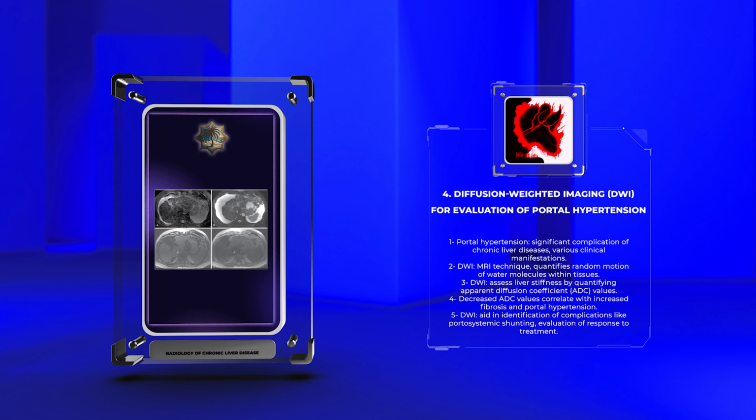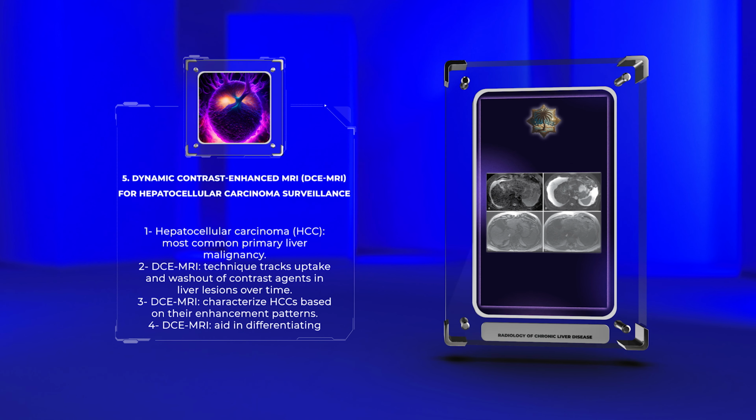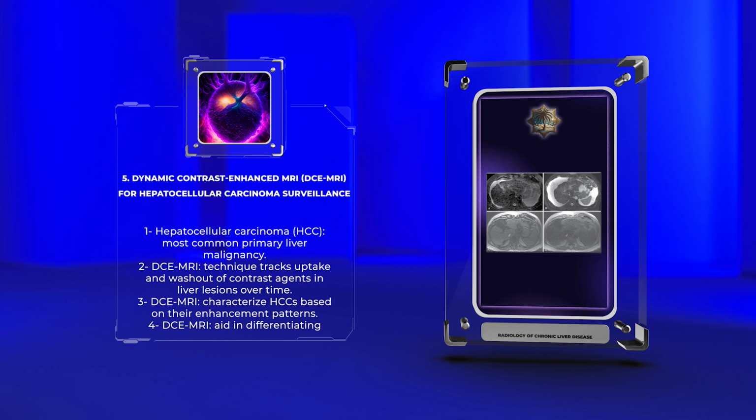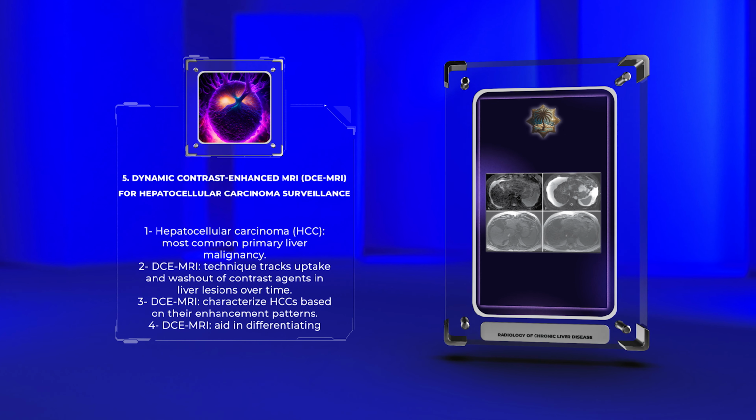Hepatocellular carcinoma, HCC, is the most common primary liver malignancy. DCE-MRI is a technique that tracks the uptake and washout of contrast agents in liver lesions over time. This allows for the characterization of HCCs based on their enhancement patterns. DCE-MRI can aid in differentiating malignant from benign liver lesions and guide treatment strategies, including surgical resection, ablation, or transplantation.